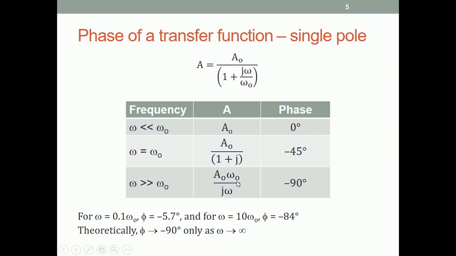Another way of saying this is the phase of this is tan inverse omega by omega naught, and tan inverse omega by omega naught actually becomes 90 degrees only when omega tends to infinity. For any value less than infinity, tan inverse omega by omega naught may be close to 90, but it is never exactly 90 degrees. This is important, as we'll see in a minute.